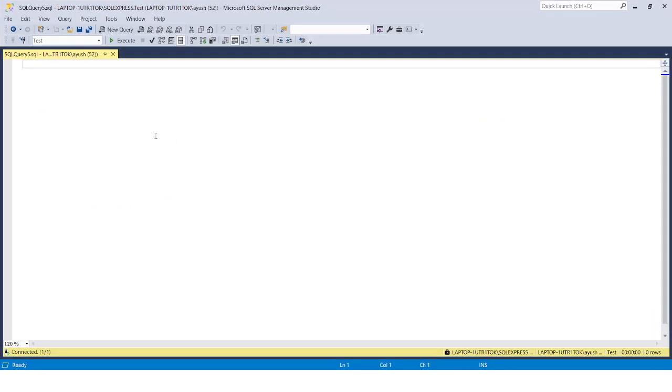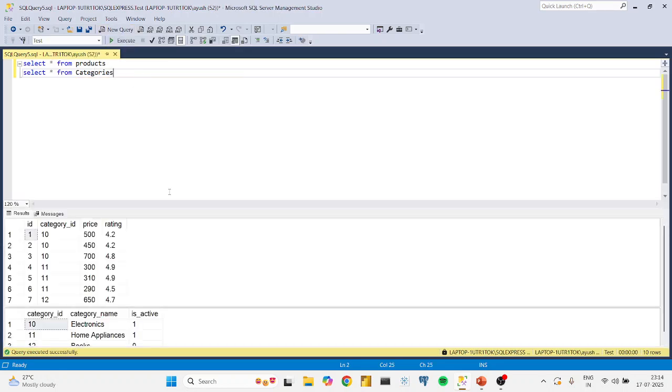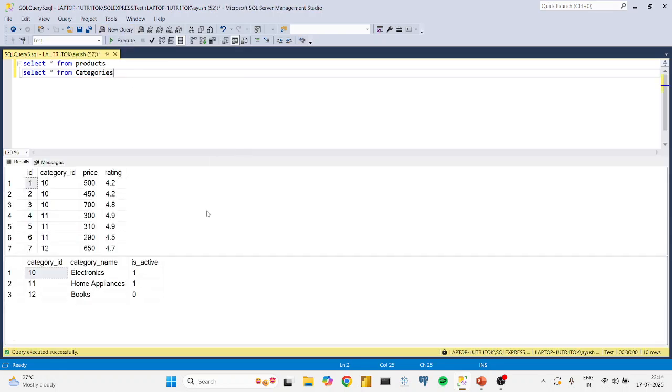So I am in my local server, so let's first look at the tables that we have. We have the products table and we have the categories table, right? So this is it. We can see here that it's the same table that we have. So how are we going to approach it?